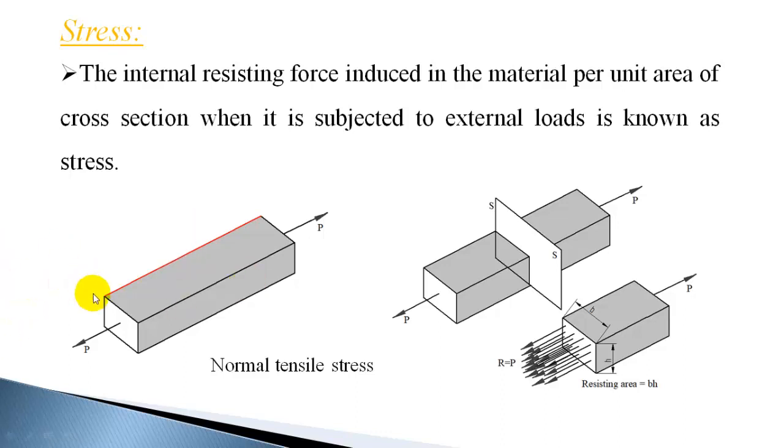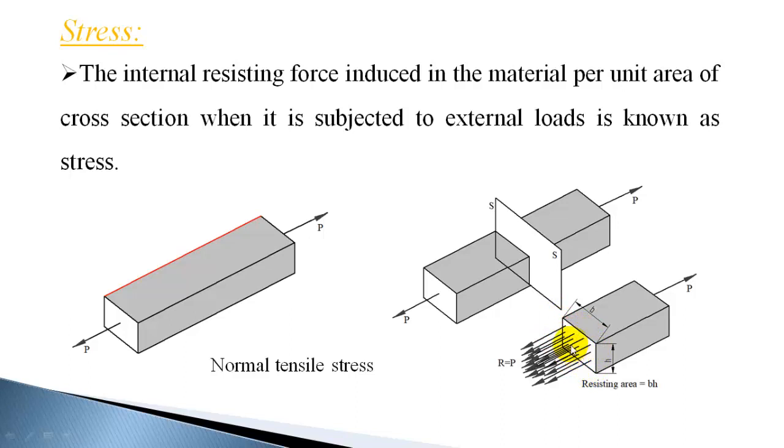Consider a bar subjected to an axial pull P. Let us consider the right portion of the bar. The external load is P. To maintain equilibrium, there should be an opposing force, and this opposing force is known as resistance offered by the bar. So it's the internal resistance offered by the bar, and this internal resistance is distributed across the cross section.